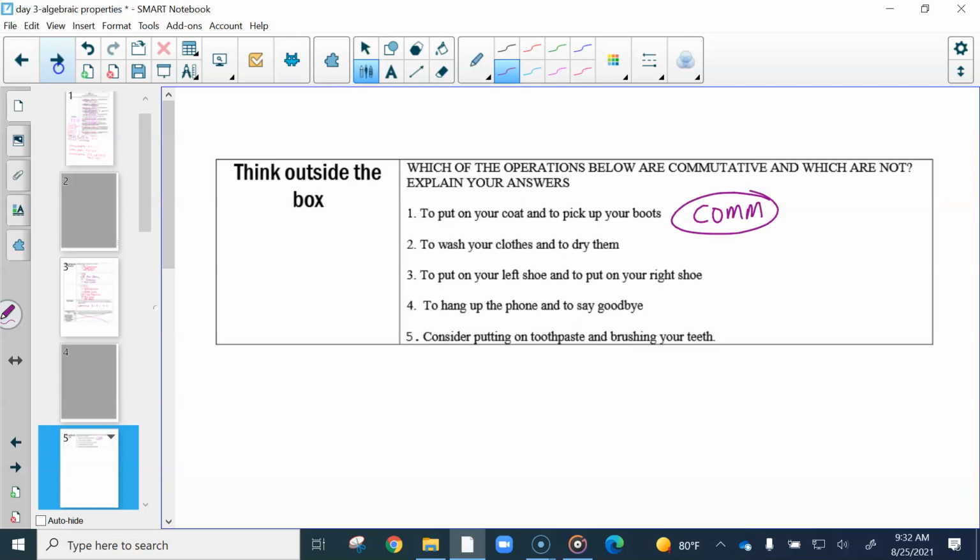To wash your clothes and then dry them, is that commutative? No, because the order matters. I knew why you all said yes. To put on your left shoe and then to put on your right shoe. Okay, so does the order matter? No. Is it commutative? I should probably specify those questions.